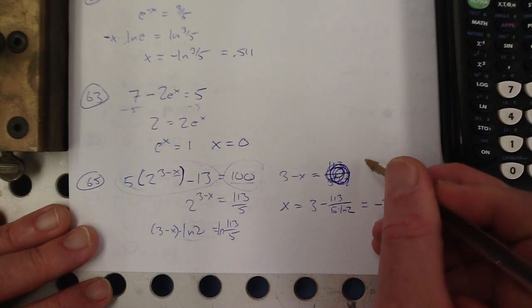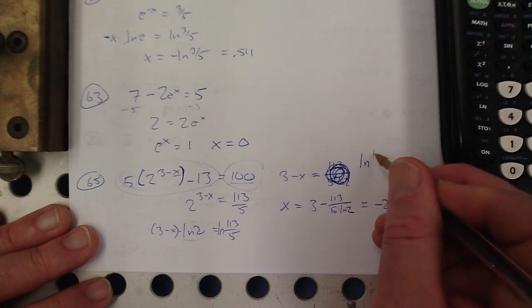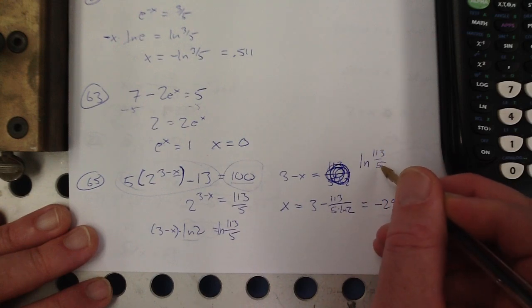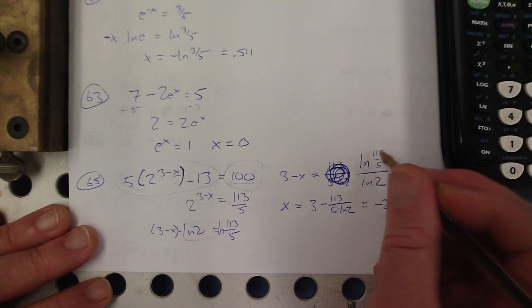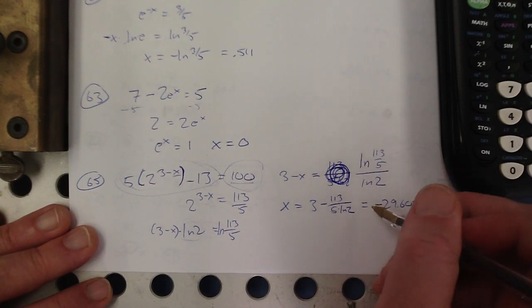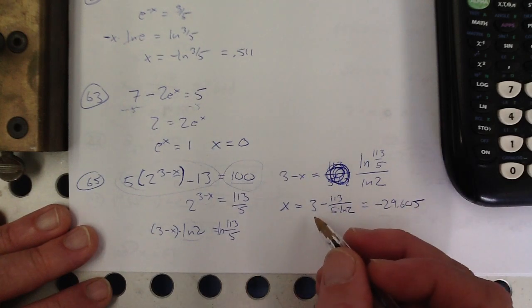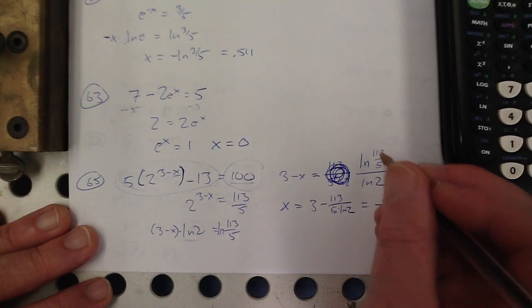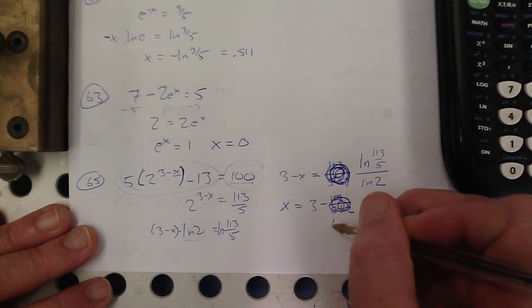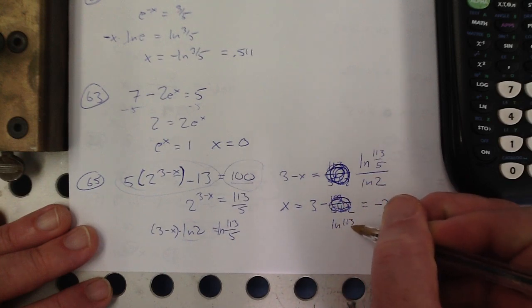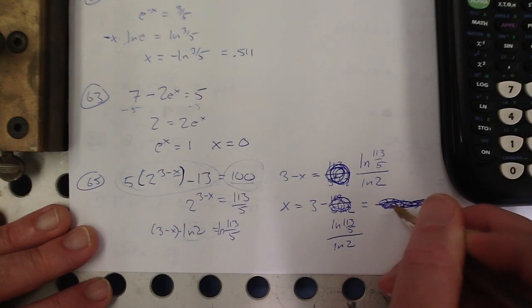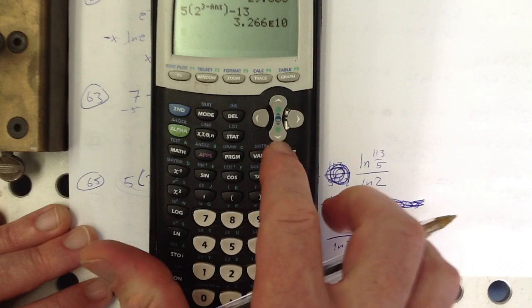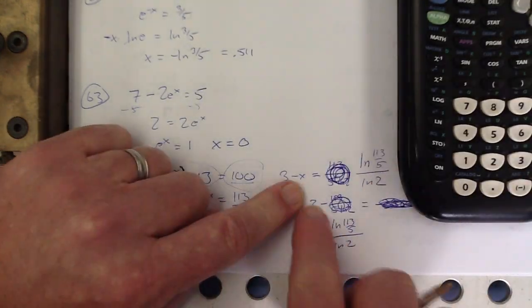So this here would be natural log of 113 over 5 over the natural log of 2. So that kind of changes how I can deal with that. I need to leave it like that. And then this should be 3 minus the natural log of 113 over 5 over natural log 2. And that's not equal to that. So let's go back and get the decimal answer for this.